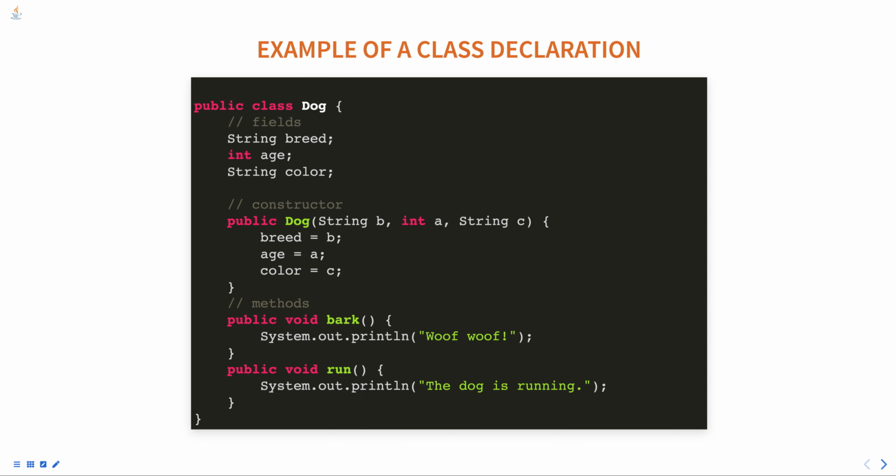In summary, a class declaration in Java defines a new class and includes the class name, its fields, methods, and constructors. The basic syntax for declaring a class includes class keyword, the class name, and the class body enclosed in curly braces. The class body contains fields, methods, and constructors that define the state and behavior of the class.